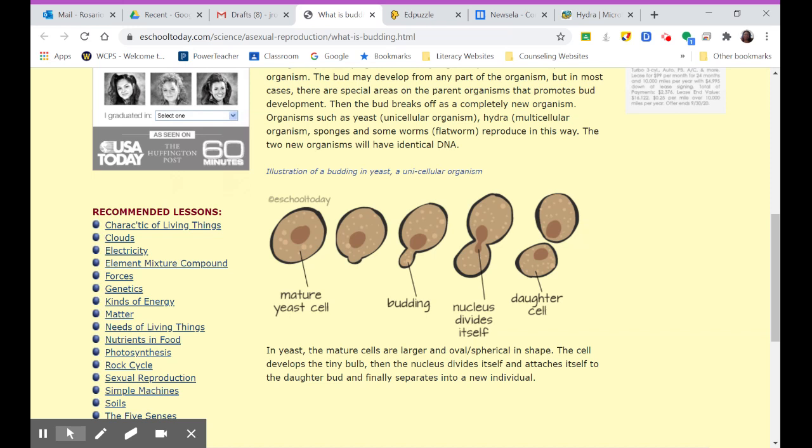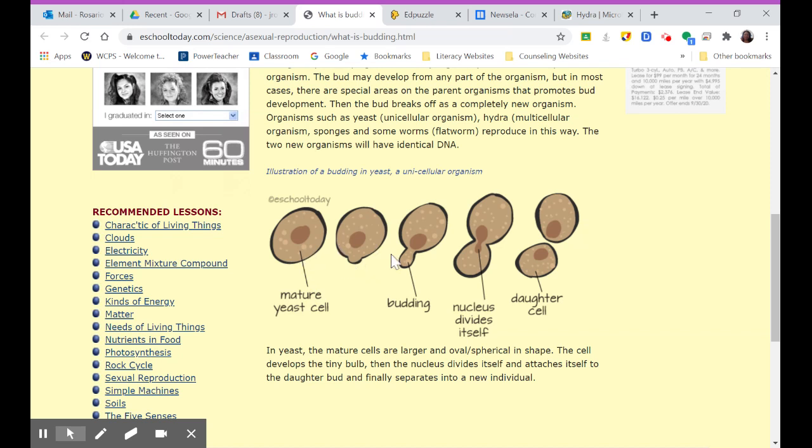So in yeast, the mature cells are larger, and they have an oval shape. So kind of think of an egg, which has an oval shape. Okay, it's not an exact circle, it's an oval. The cell develops the tiny bud, then the nucleus divides itself and attaches itself to the daughter bud, and finally separates into a new individual.